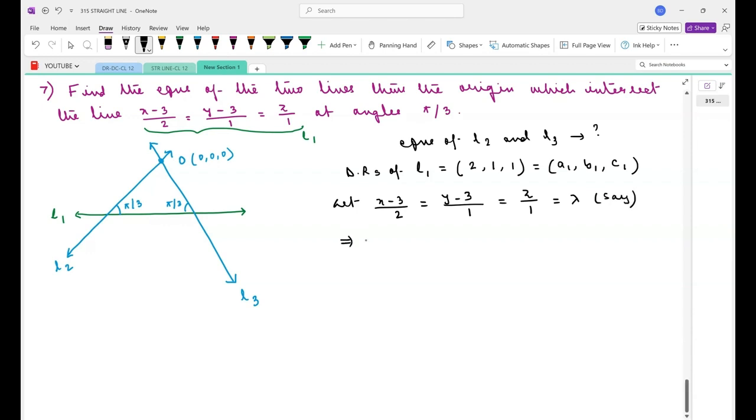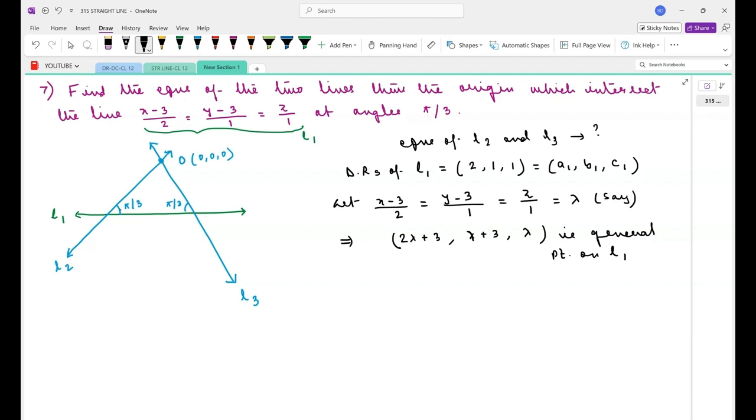So this means x equals 2 lambda plus 3, y equals lambda plus 3, and z equals lambda. So this is the general point on L1. These three coordinates represent any point on line L1.